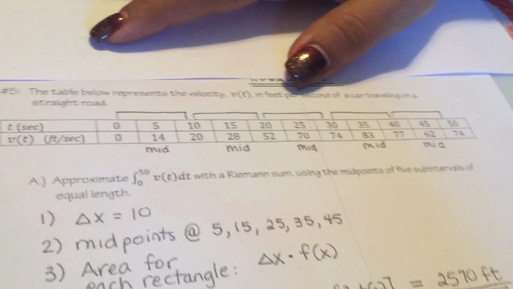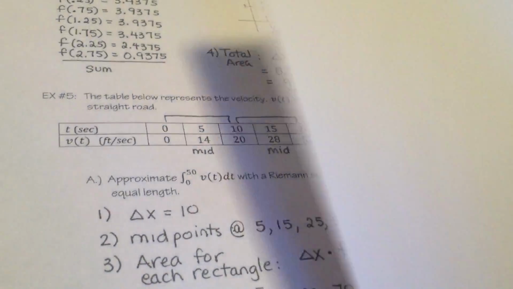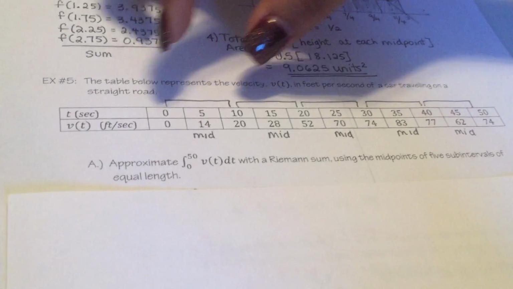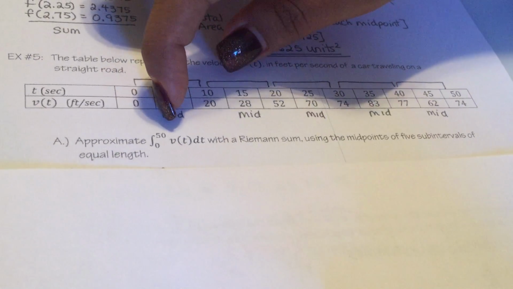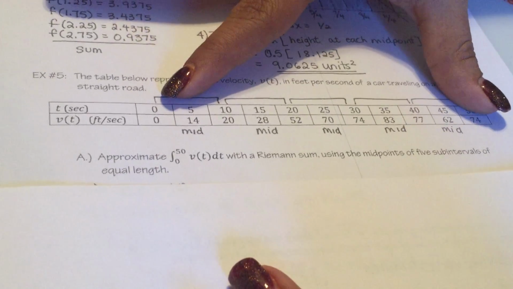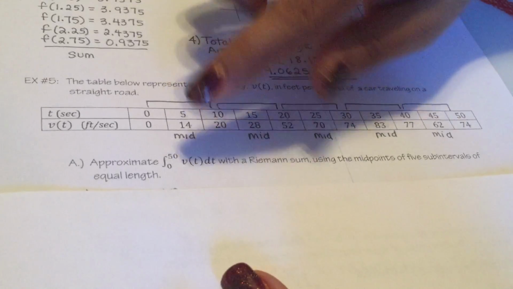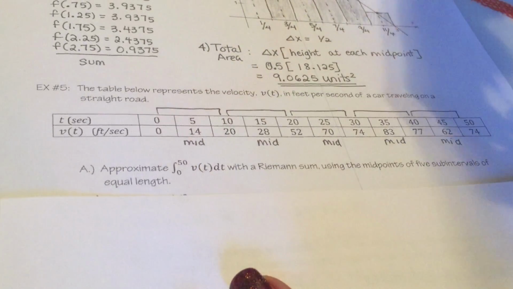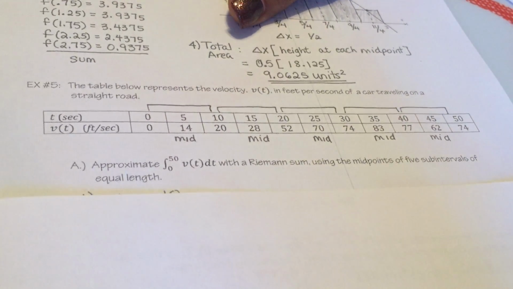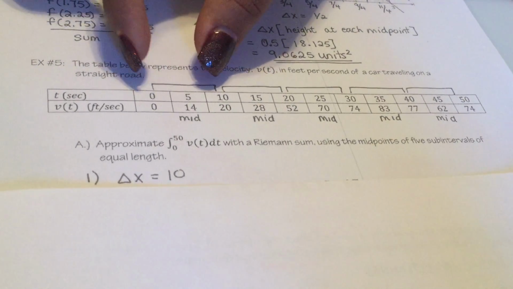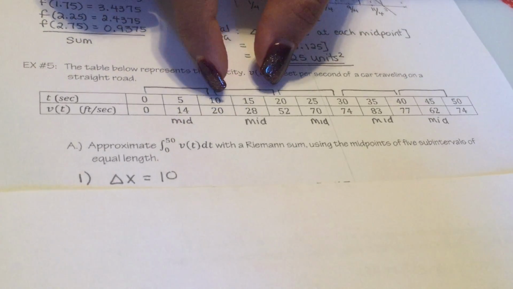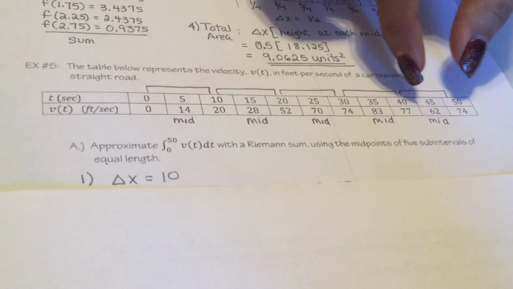One more example. The table below represents the velocity in feet per second of a car traveling on a straight road. Approximate the integral from 0 to 50 of the velocity function with a Riemann sum using the midpoints of 5 subintervals of equal length. So they gave us the table from 0 to 50. They want 5 subintervals. So if we take 50 minus 0 and divide it by 5, that gives us an interval length of 10. So our very first interval will be from 0 to 10. The next one will be from 10 to 20, 20 to 30, 30 to 40, and 40 to 50.